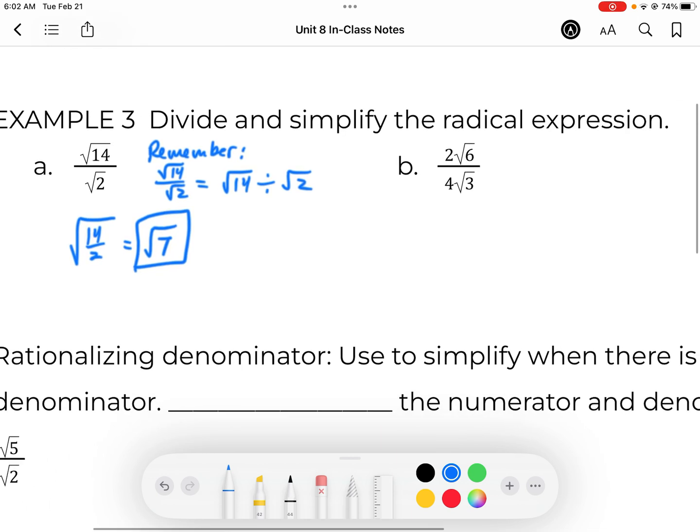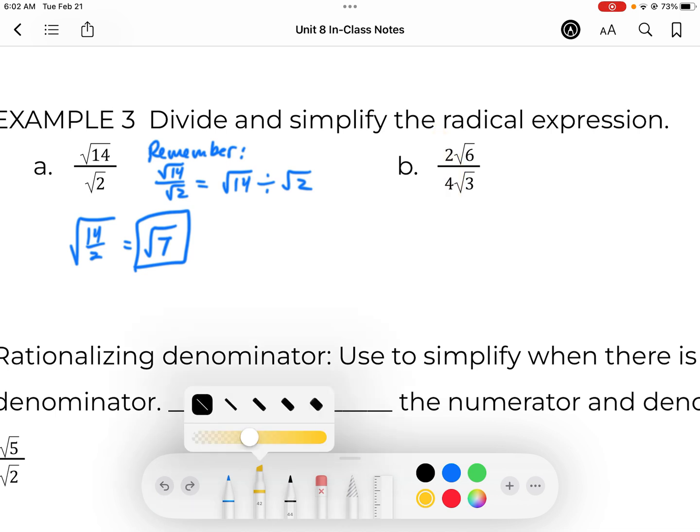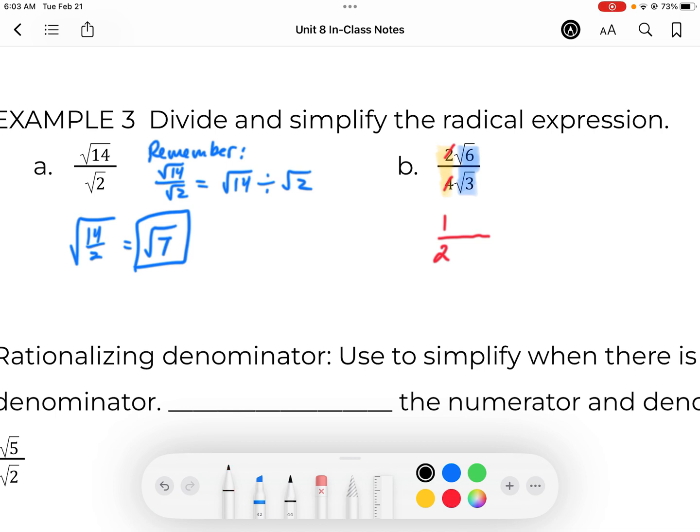For part B, now we have two portions to consider. We have the non-radical terms, 2 over 4, and the radical terms, root 6 over root 3. And so we can think of those as separate pieces. When I do 2 over 4, I can do some canceling. They both divide by 2. On the top number, 2 divided by 2 is 1. On the bottom number, 4 divided by 2 is 2. So I still have that part.